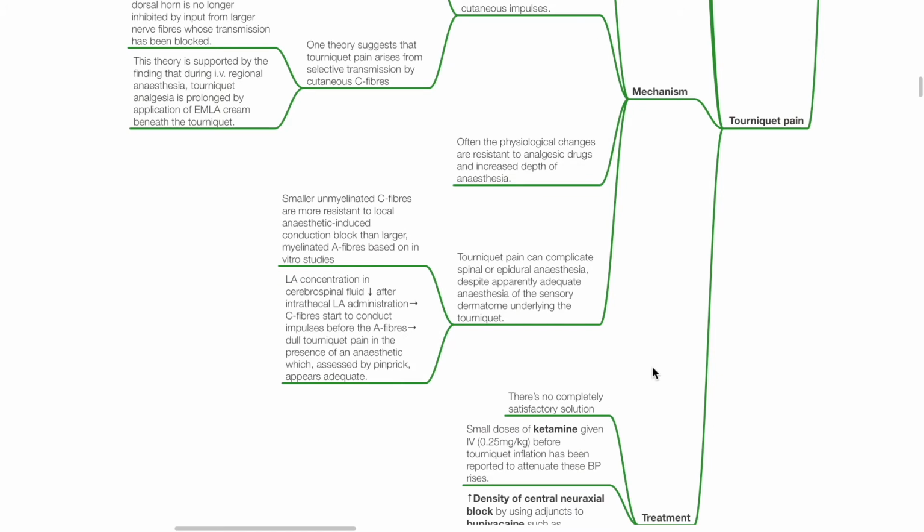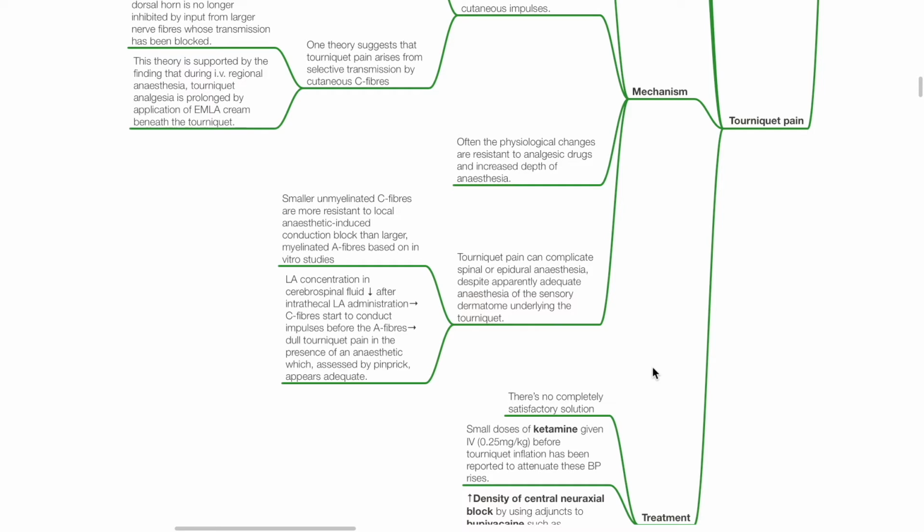Tourniquet pain can complicate spinal or epidural anesthesia, despite apparently adequate anesthesia of the sensory dermatome underlying the tourniquet. Smaller unmyelinated C fibers are more resistant to local anesthetic-induced conduction block compared to larger myelinated A fibers, based on in vitro studies.